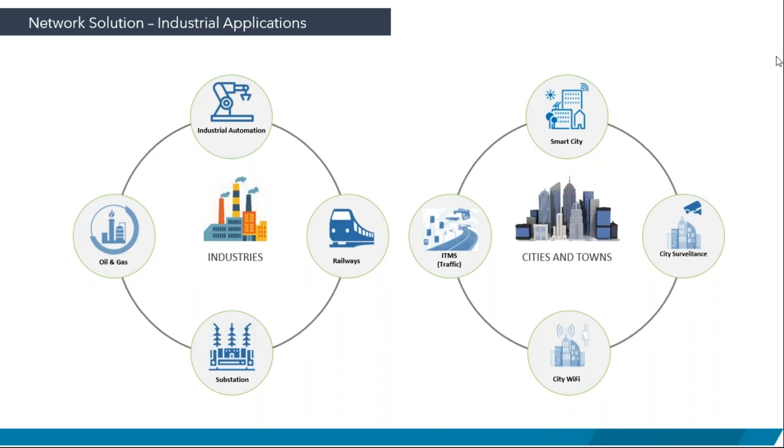So similarly, if we talk about industries like railways, automation, and oil and gas, we just talked. Now let's talk about cities and towns, because as all of us know, cities are also getting smart. So when we talk about a smart city, it always delivers Wi-Fi hotspots. They always deliver city surveillance. You must be knowing that in every junction there are cameras placed.